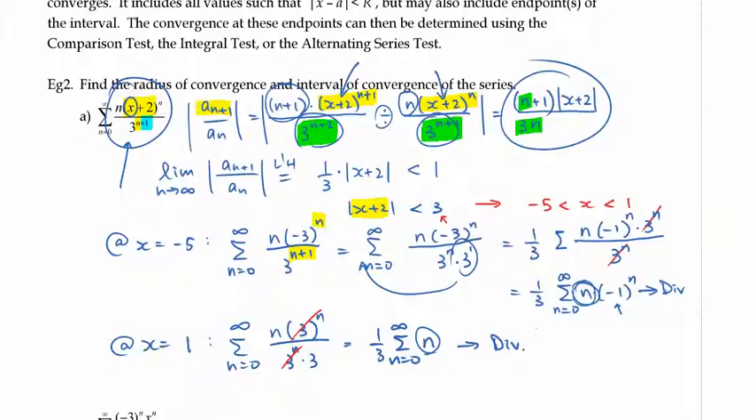So both endpoints for this series will be divergent, meaning the interval of convergence of this series will only go from -5 to 1, with a radius of convergence equal to 3.